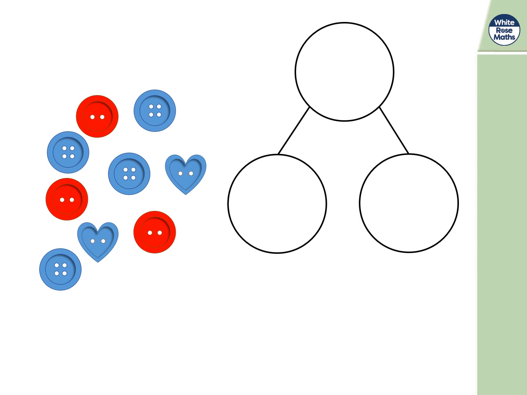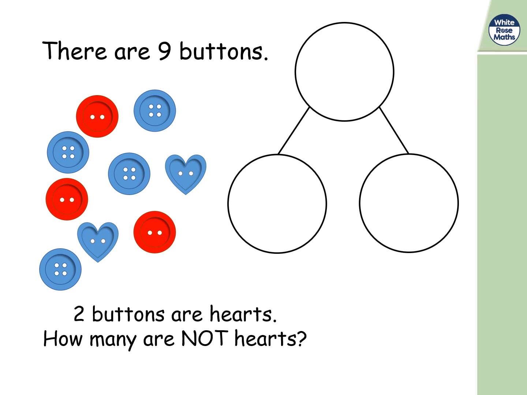Okay, this time we're not going to think about colors. We're going to sort them differently. Yes, there are still 9 buttons. It says here 2 buttons are hearts. Can you see them? And how many are not hearts? So let's think about how we can use our part-whole model and a subtraction sentence.